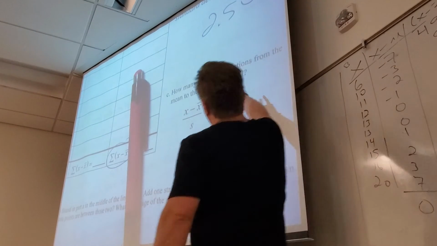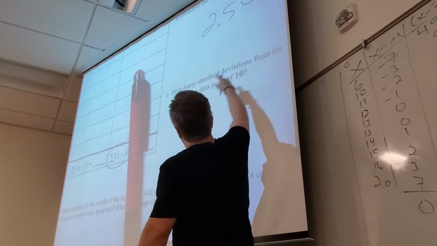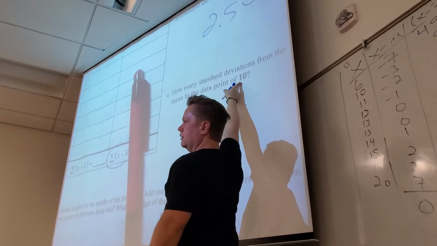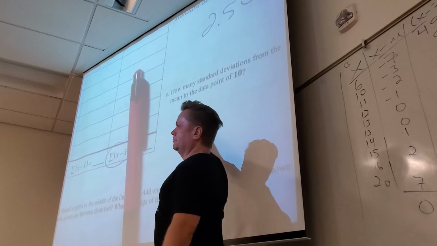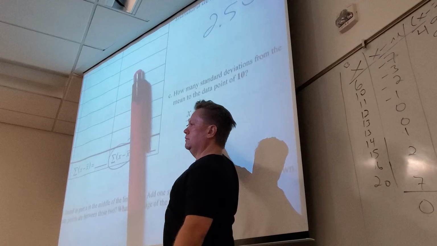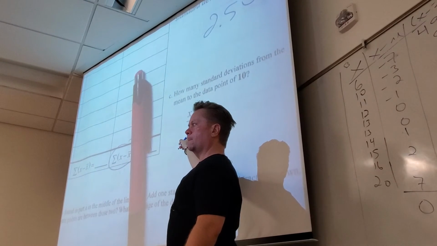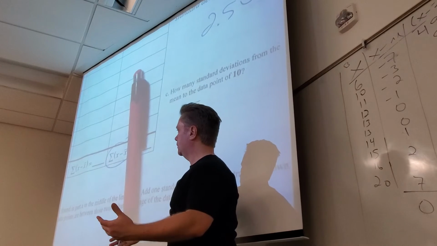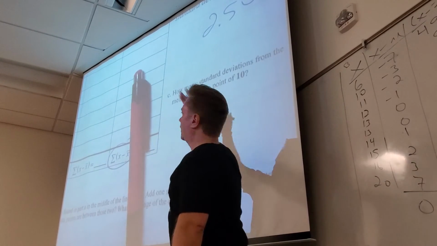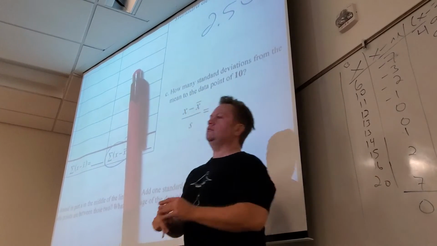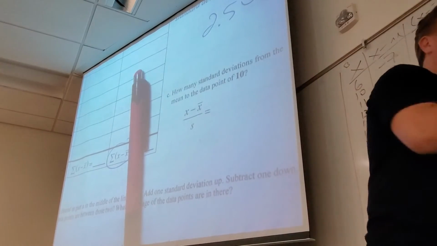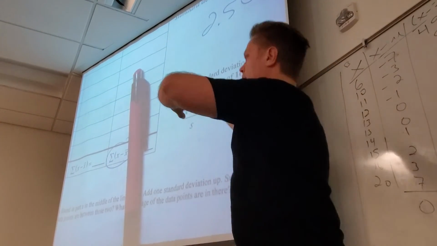If I want to know how many standard deviations it is from the mean to 10, well, how far is that? 10 minus the mean. How far is that to go, divided by how big each step is? That'll be the number of steps from the mean to that data point, right? And let me say this. This is really huge. I know it's a little dinky formula.